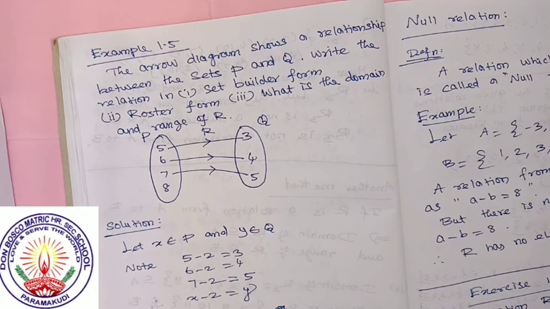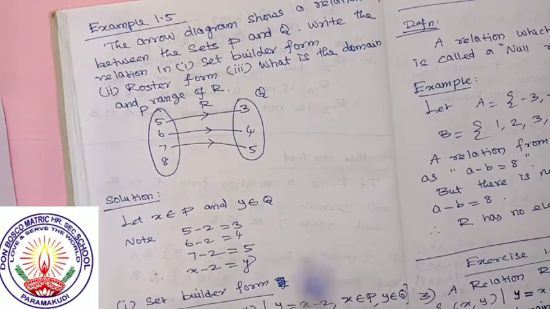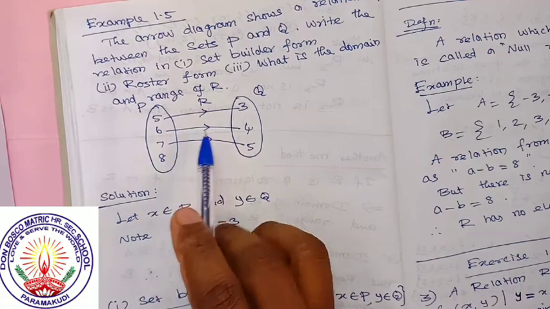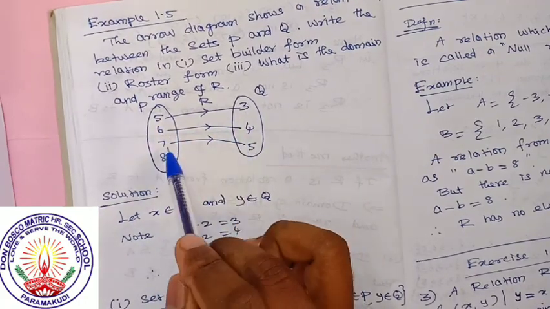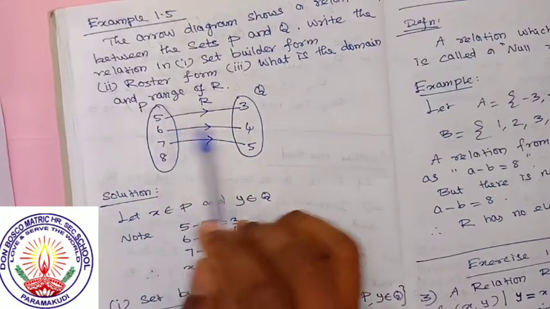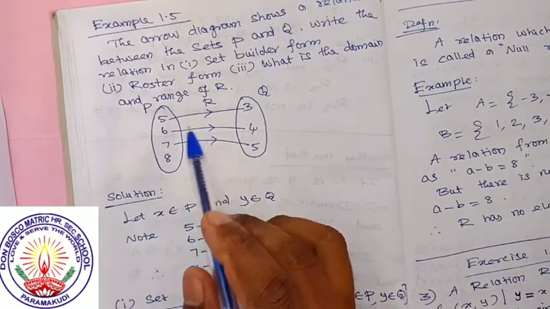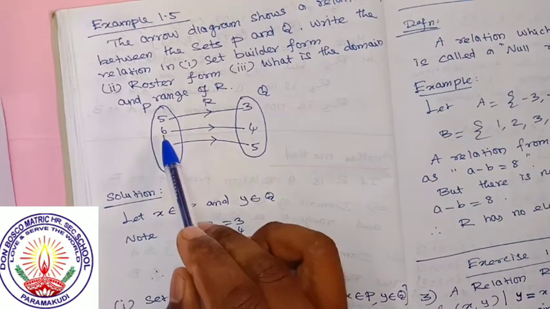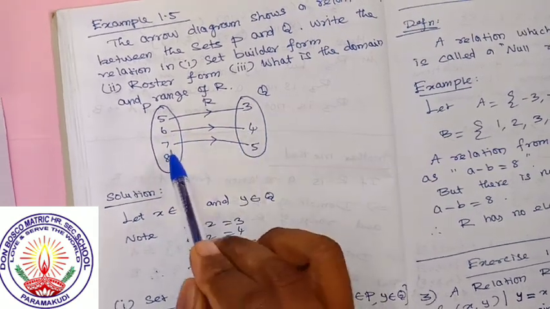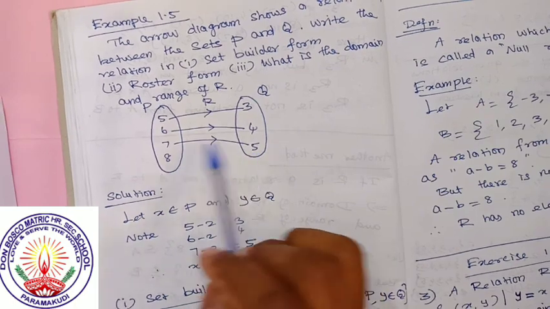To write in the set builder form, we have to understand the arrow diagram. What is actually the arrow diagram? 5 is related with 3, 6 is related with 4, and 7 is related with 5. What is the relation here? Some specific order, some specific condition. 5 minus 2 is equal to 3. 6 minus 2 is equal to 4. 7 minus 2 is equal to 5.